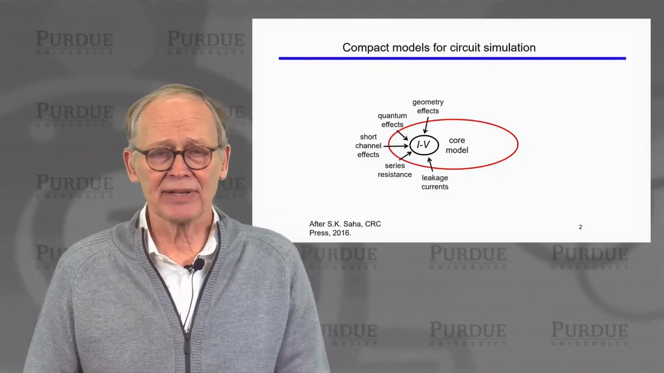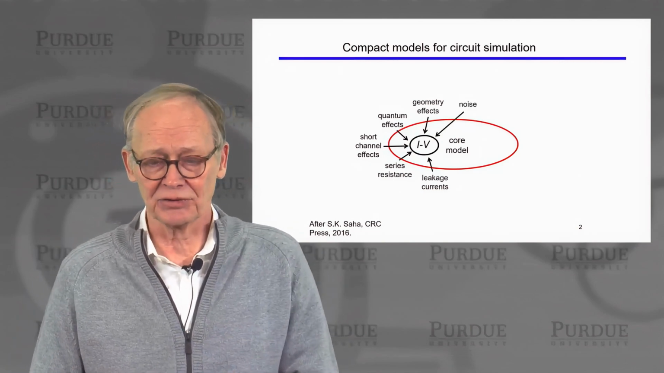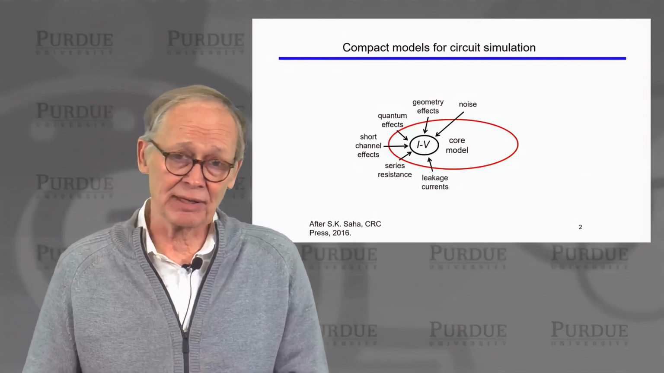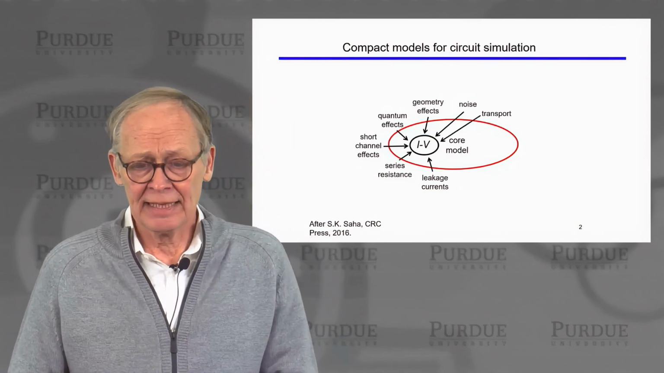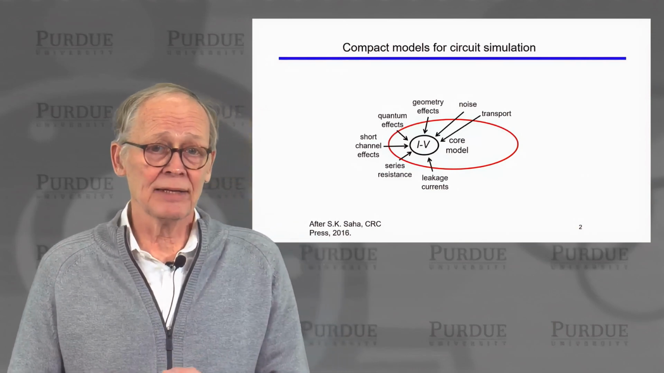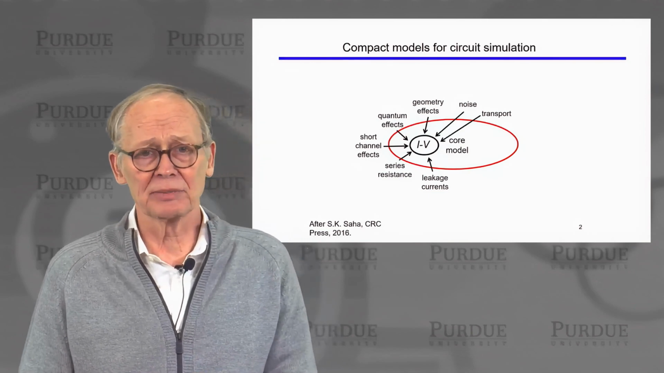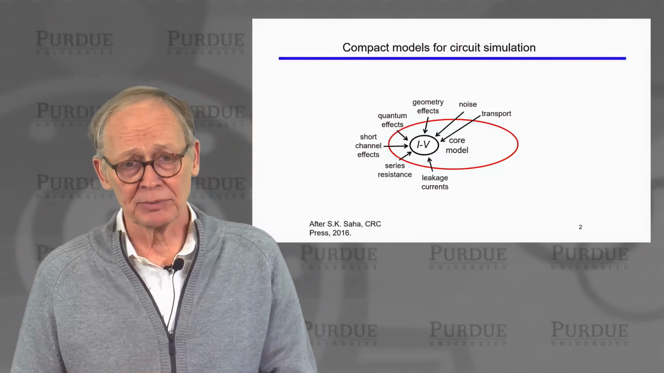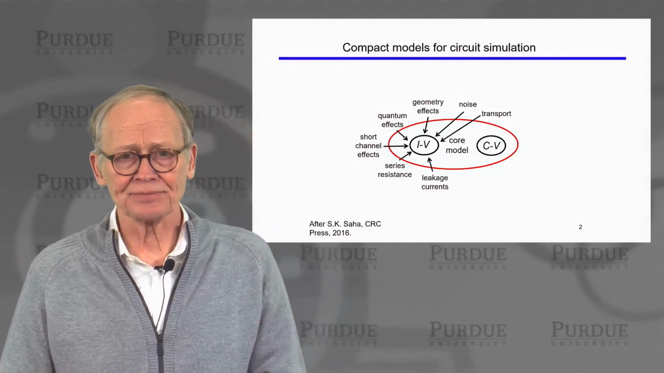There are geometry effects as we're going to different types of geometries, FinFETs and transistors like that. We need to treat electronic noise as well if we're doing analog applications. And we have discussed how we treat transport in a way that we can describe transistors all the way to their ballistic limit, all the way to their diffusive limit, and in between as well. So that's the IV model.